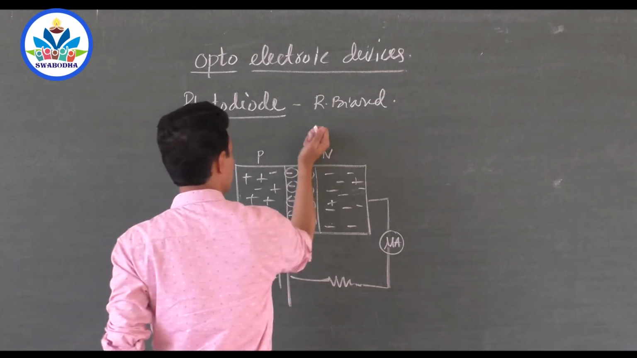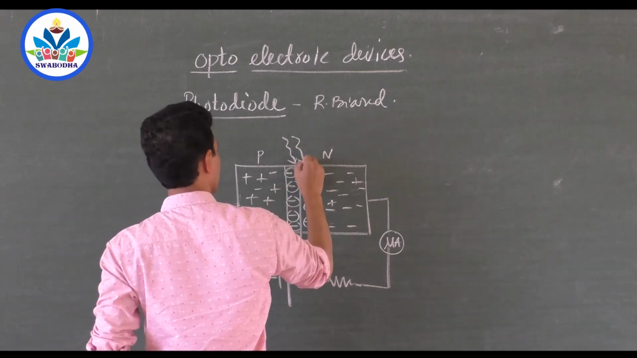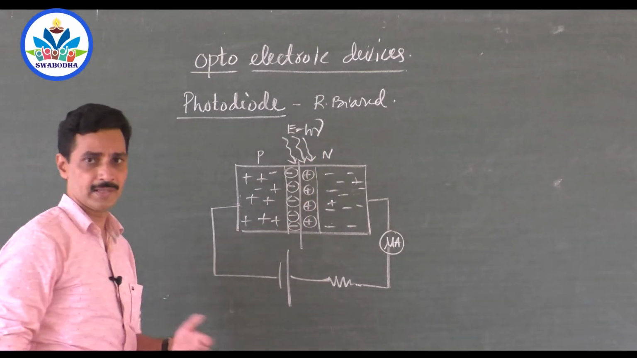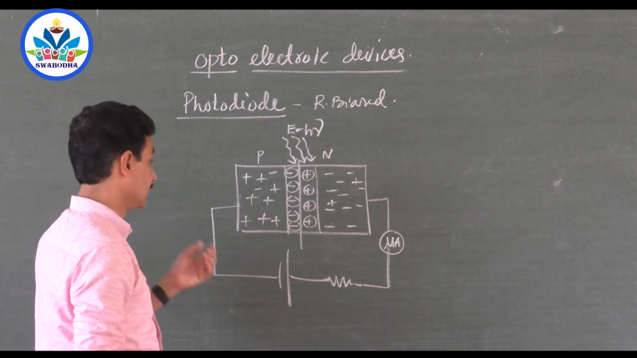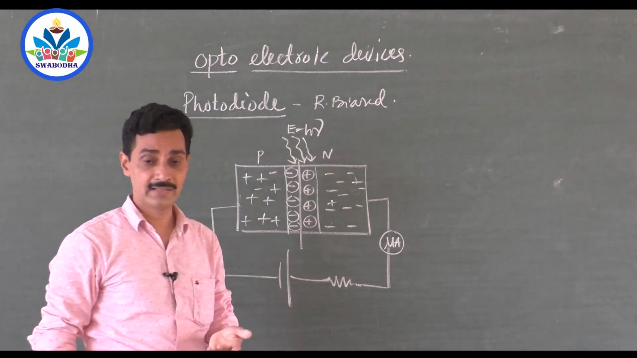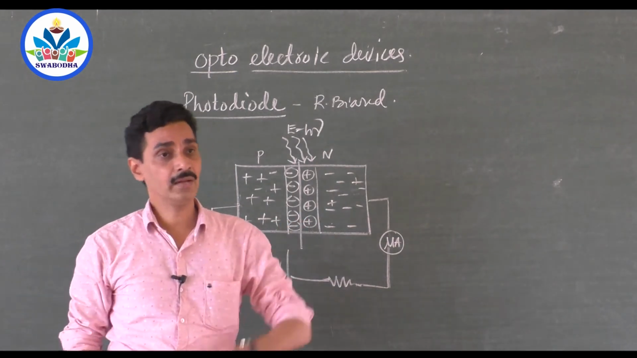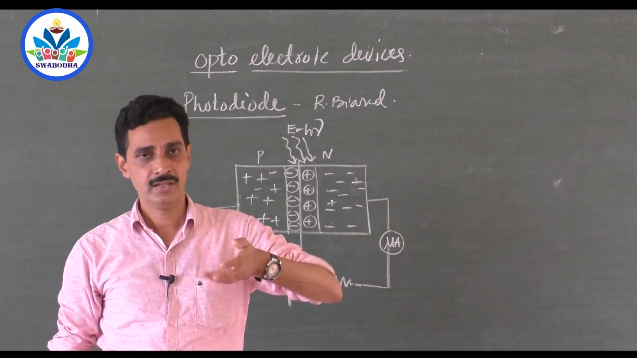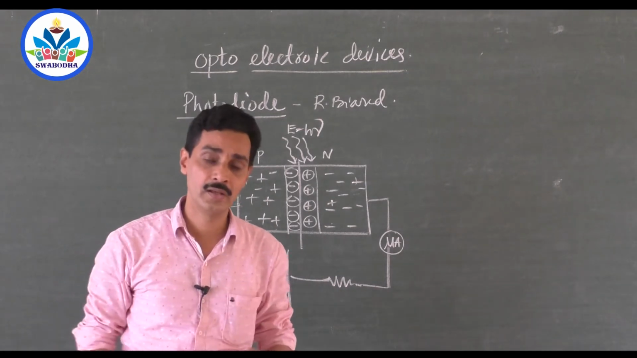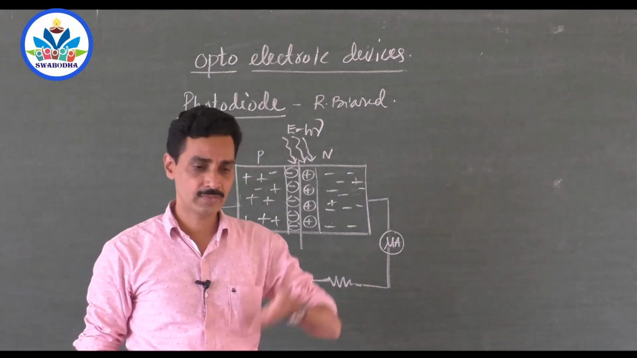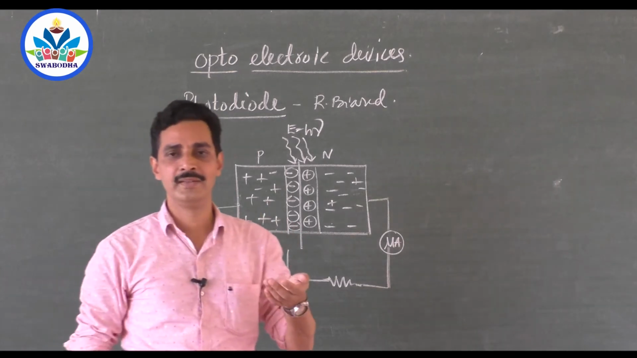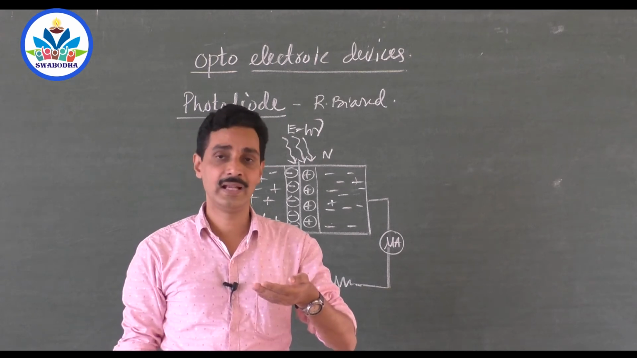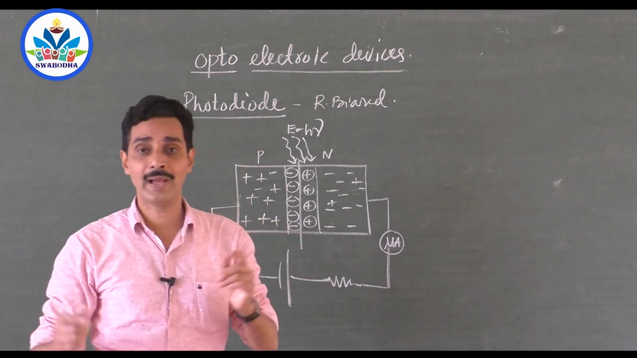Now light of suitable frequency, with energy h nu, is made to fall on the junction like this. If that energy is suitable enough, electrons will be lifted from the valence band to the conduction band. You know that the energy gap in a semiconductor is small, so certain radiations can give enough energy to the electrons. When they come to the conduction band, they become free. Now they are the charge carriers. At the same time, they create holes in the valence band. So electron hole pairs are created.